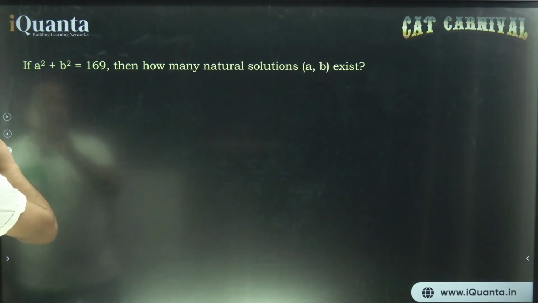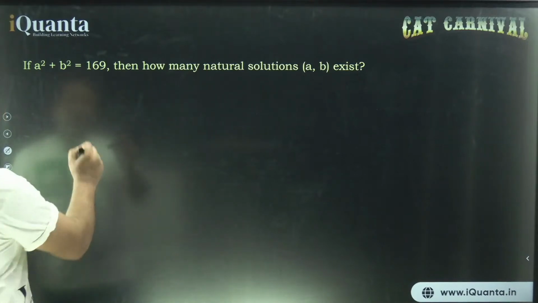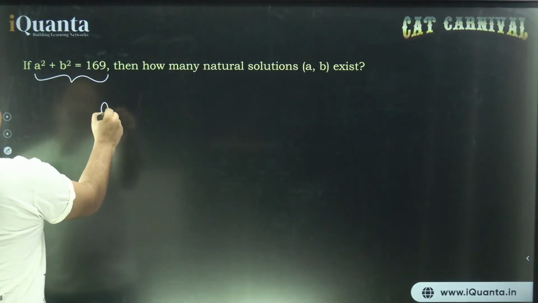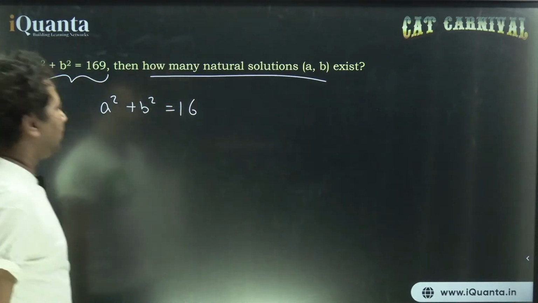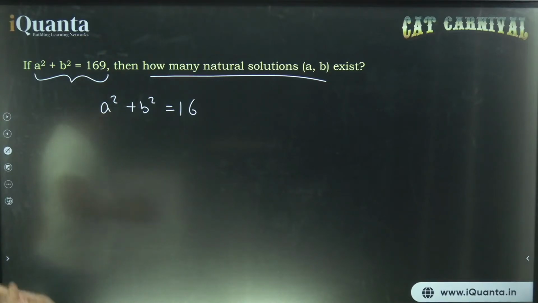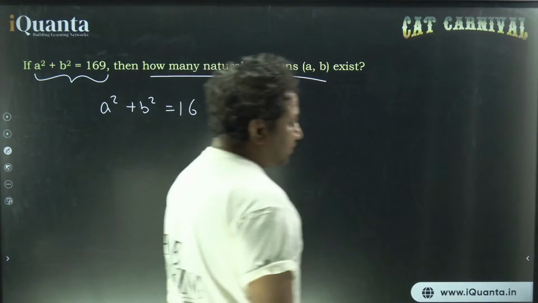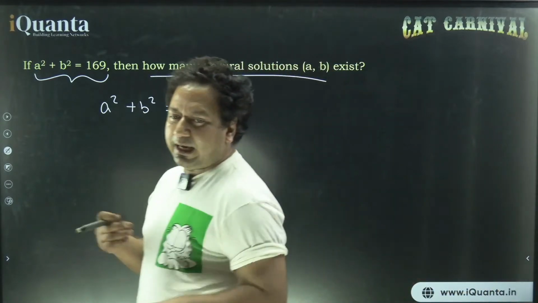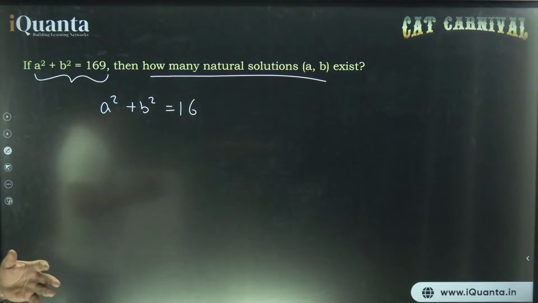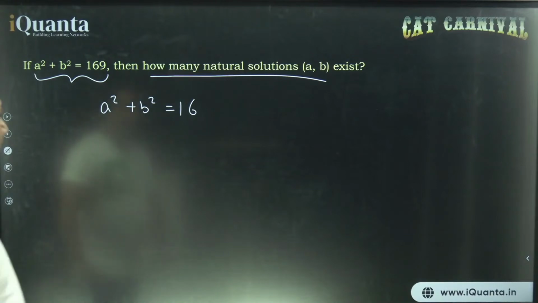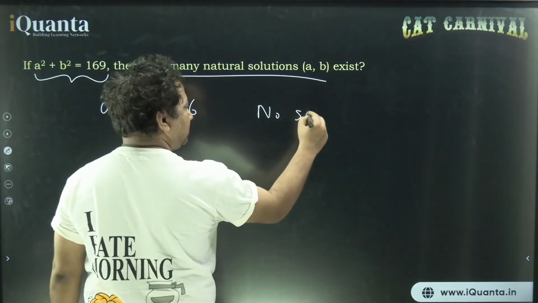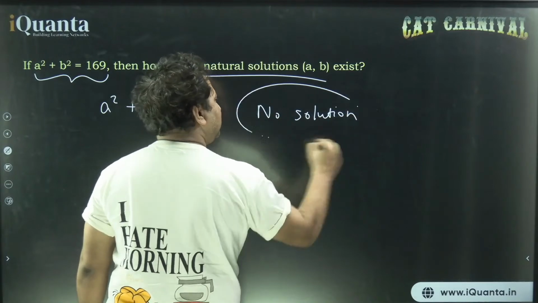See what I'll do here. If I change the question to a square plus b square is equal to 16, then what will be the answer? Who's going to tell me? If I write a square plus b square is 16, then how many natural solutions exist? We will have no solution. There will be no solution at all.